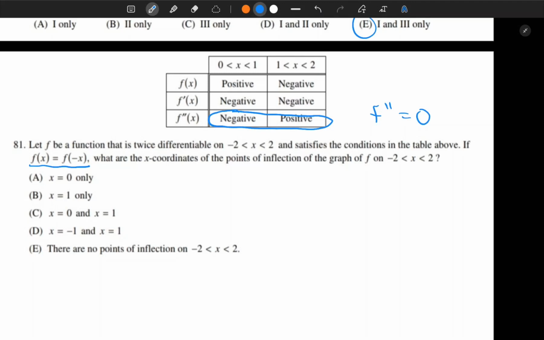So, since this becomes negative to positive at x is equal to 1, we know that at x is equal to 1 we have a point of inflection. But the answer here is not A, because, recall, this function is even. So, whatever occurs at x also occurs at negative x. So the answer here should be 1 and -1, or D.